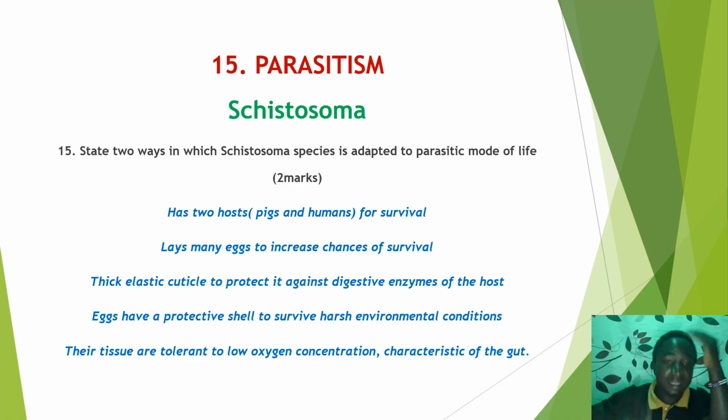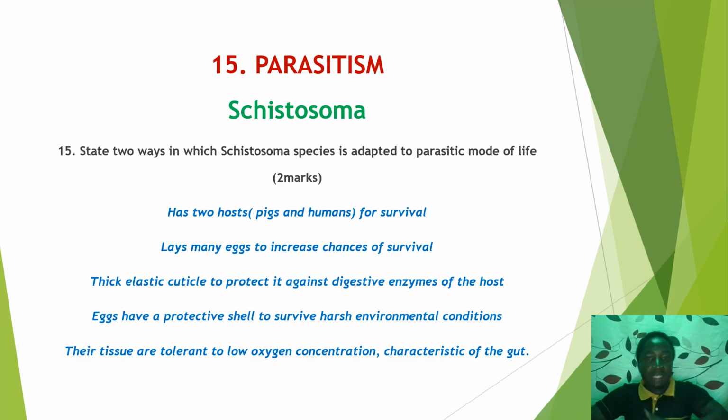It has thick elastic cuticle to protect it against digestive enzymes of the host. And then the eggs have a protective shell to survive harsh environmental conditions. And finally, their tissues are tolerant to low oxygen concentration, which is the characteristic of the gut. So you see, these features are the ones that will enable the parasite, which is schistosoma, to adapt in the environment where they are going to live. That is in the human alimentary canal.